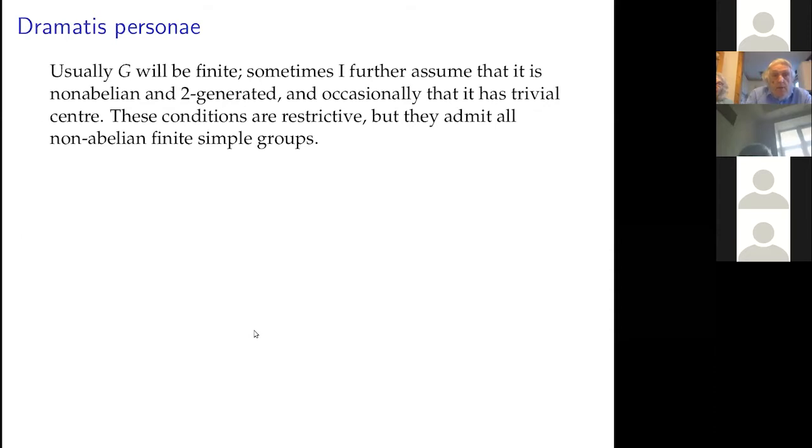So we take a group, usually finite. Sometimes we make the further assumption that it's non-abelian and two-generated, and you'll see why I make that assumption when we come to it. Sometimes I will assume that it has trivial center, and they may look like restrictive conditions, but of course, if you're really interested in finite simple groups, then that doesn't rule anything out. All the non-abelian finite simple groups satisfy all those conditions.